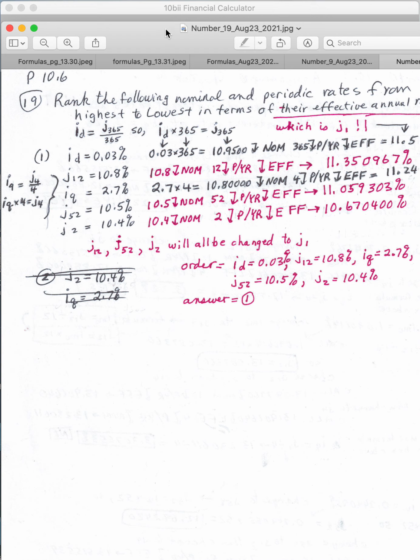When I first looked at 19, I thought, man, there's 4 questions to it. But in fact, there's only one question and they give you 4 answers to choose from. So the important thing is this formula here.